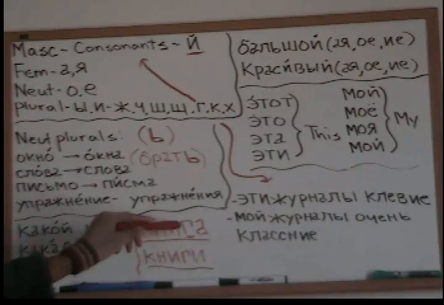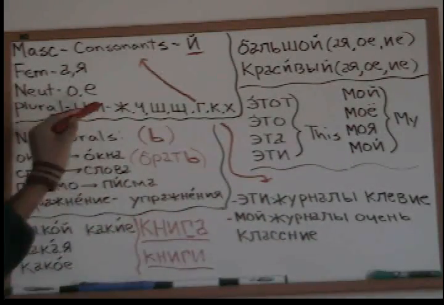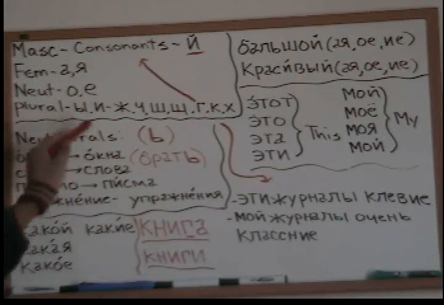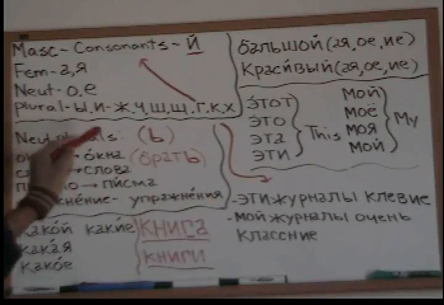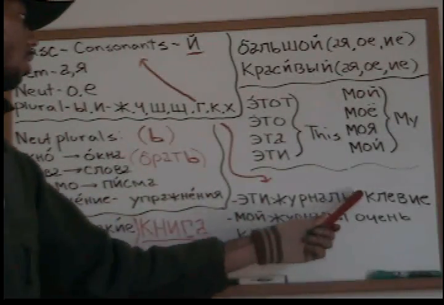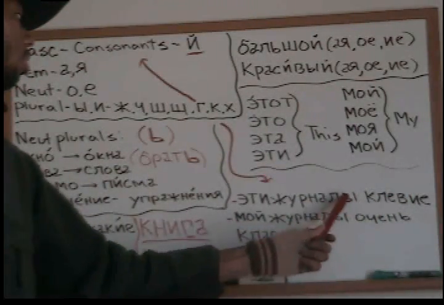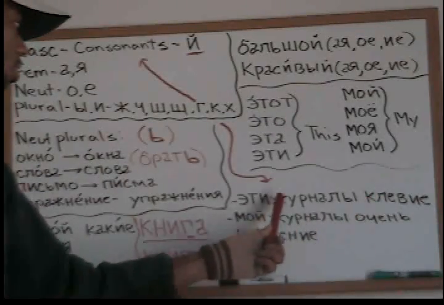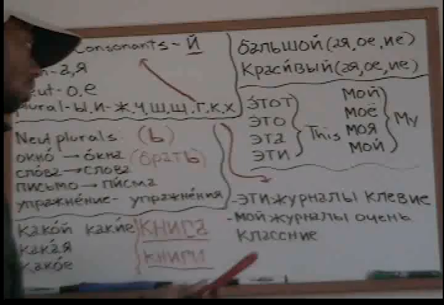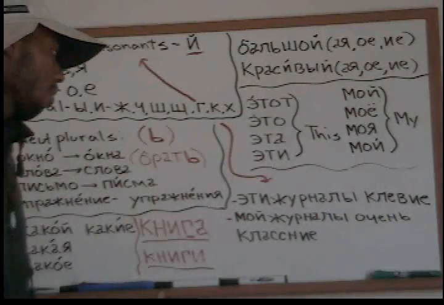So if it ends with a velar or a husher, then you want to use E to make it a plural. If it's anything else, you want to use Y, okay? Example here, I have eti zhurnaly klassnye. These journals or magazines, they're cool. These journals or magazines are cool. Okay, so we have plural.